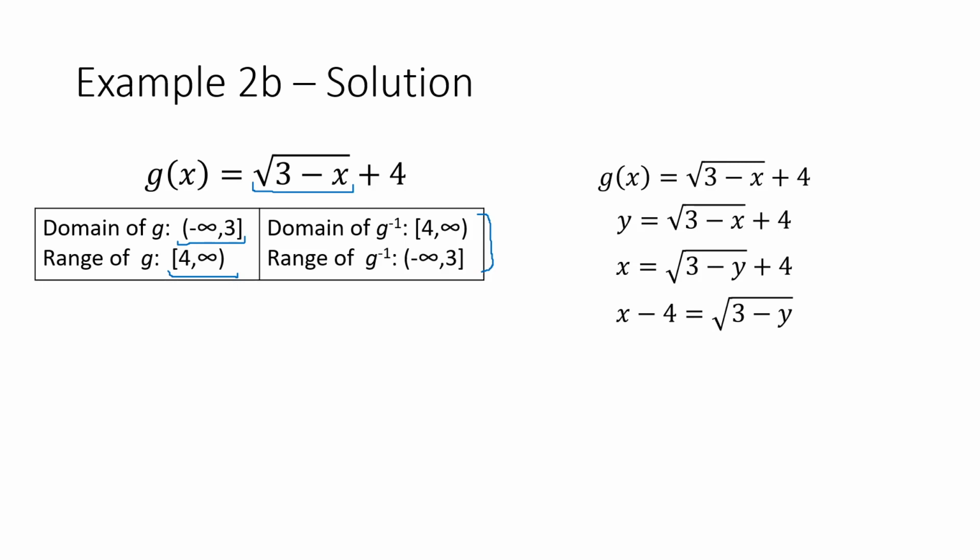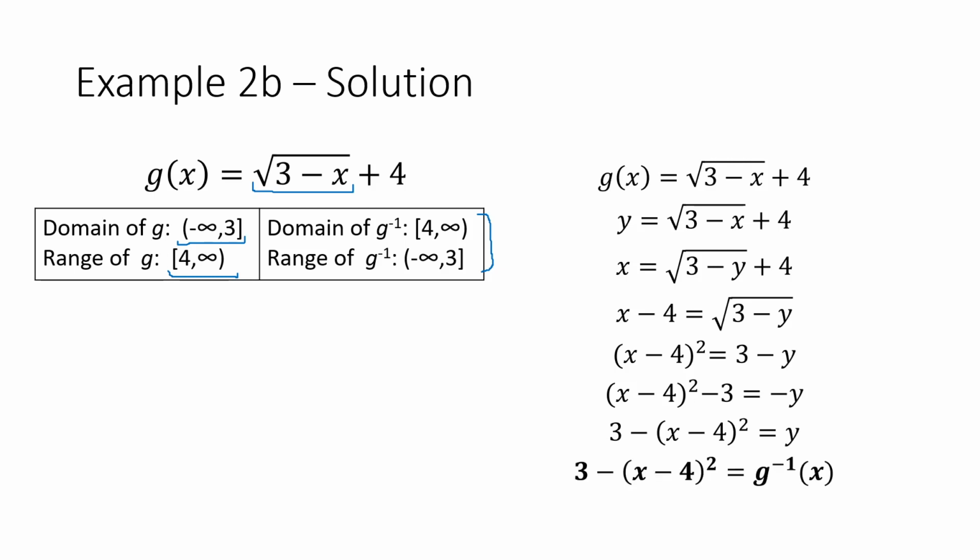Swap the x's and y's, and then solve for y once again. So we did that. We're going to subtract 4 over, square both sides, subtract 3 over, and then multiply everything by -1 to solve for y. And so this time, the inverse of a square root function was a quadratic function. That kind of makes sense. And then at this point, we end up with rewriting y as g inverse of x. We've got our inverse function.